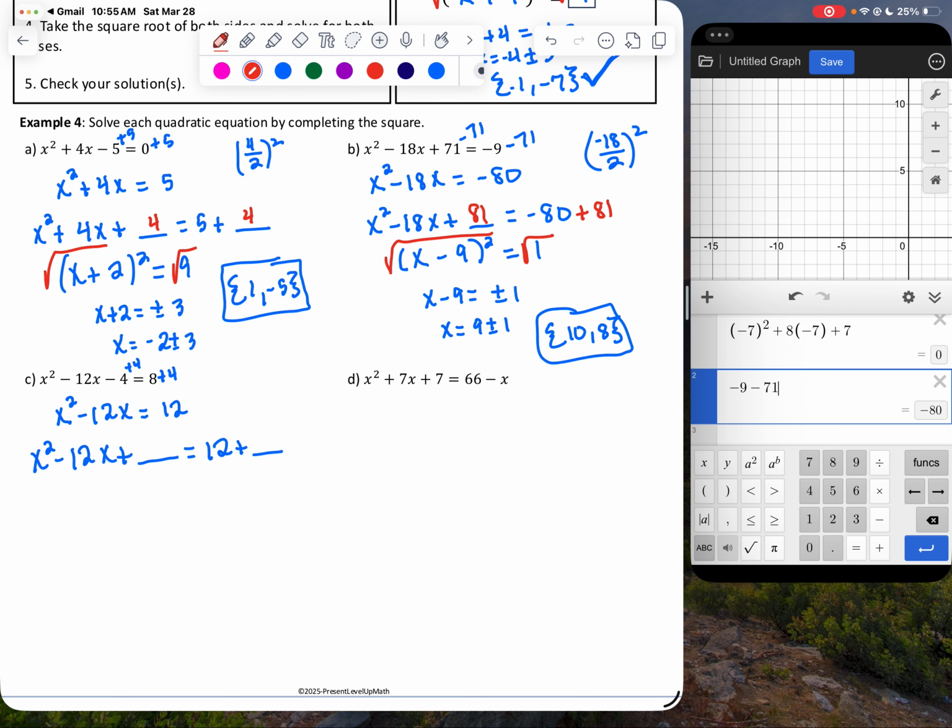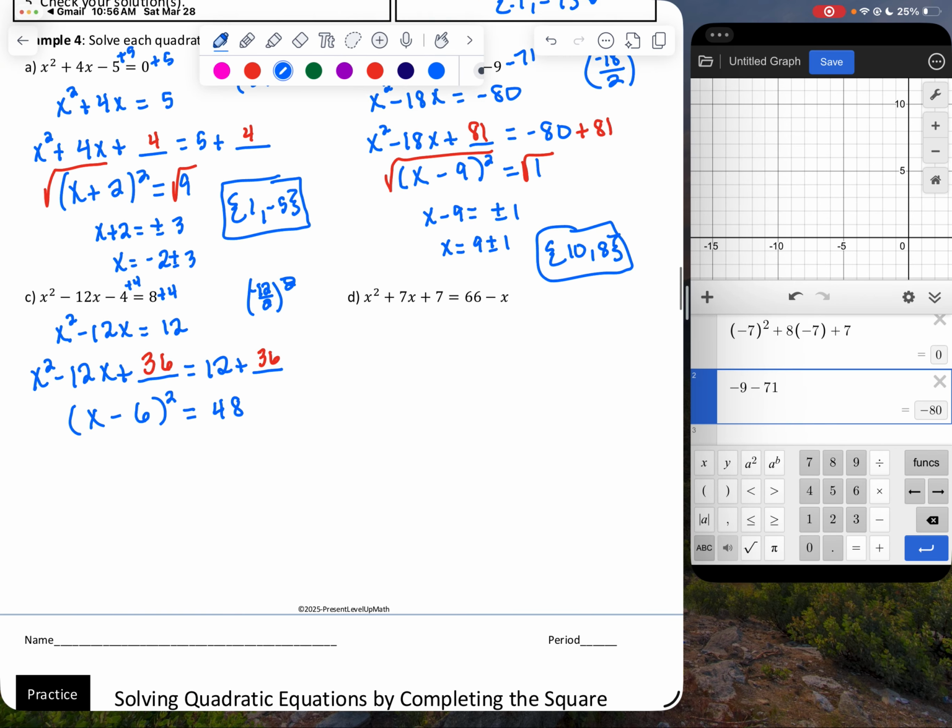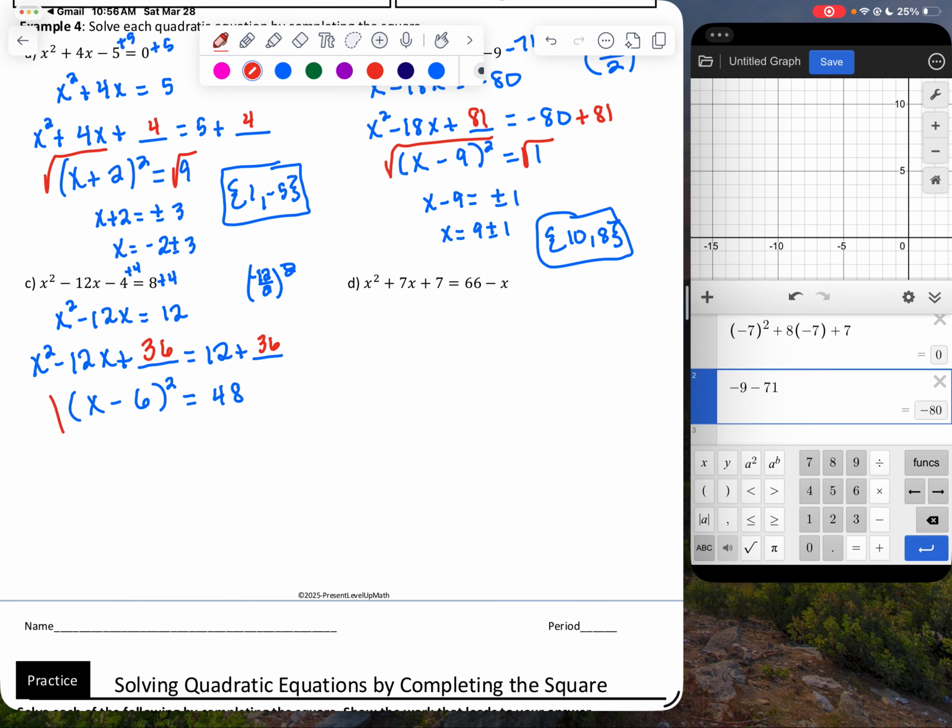So to do that, you're going to take your middle coefficient, divide it by 2, and square it. So negative 12 divided by 2 is negative 6. Negative 6 times negative 6 is positive 36. All right, now that you have a perfect square trinomial, you can factor it, taking the square root of x squared to get x, the square root of 36 to get 6, put a minus in between them. Over here, this will be what, 48? All right, now take the square root of both sides.